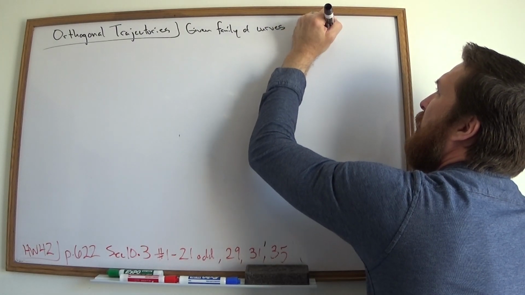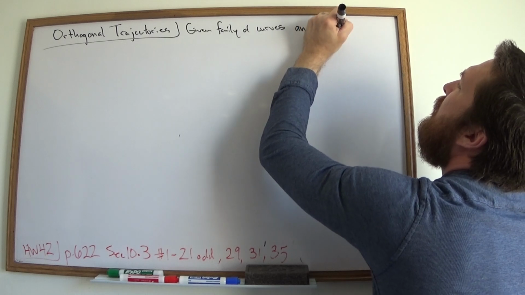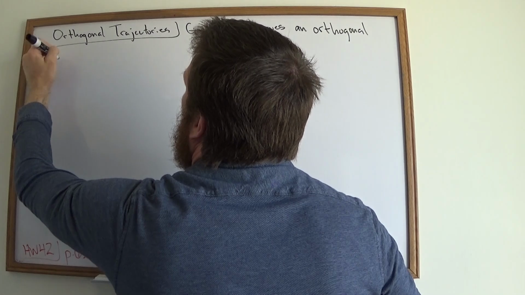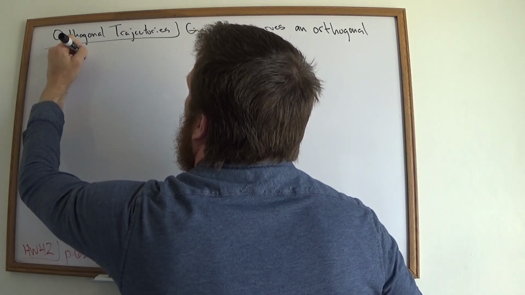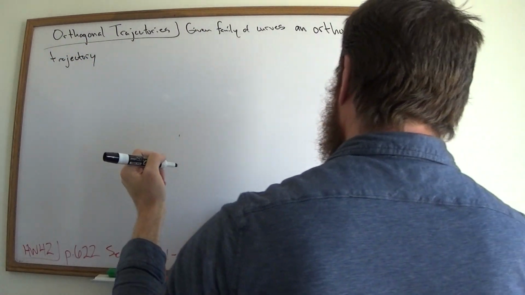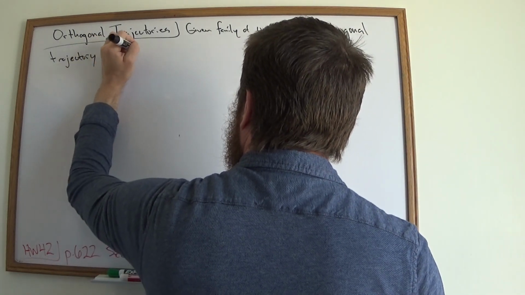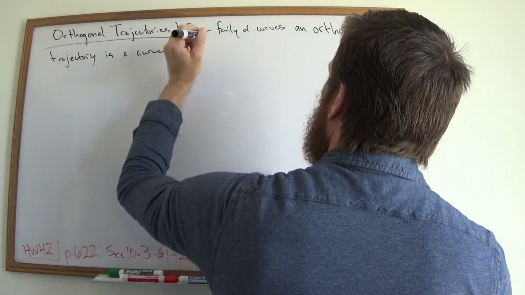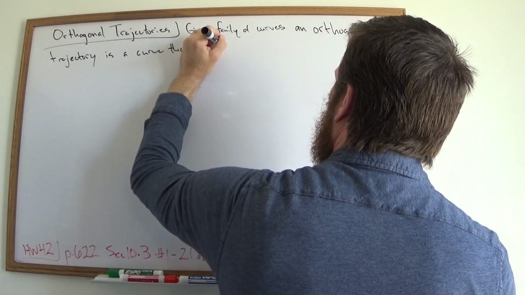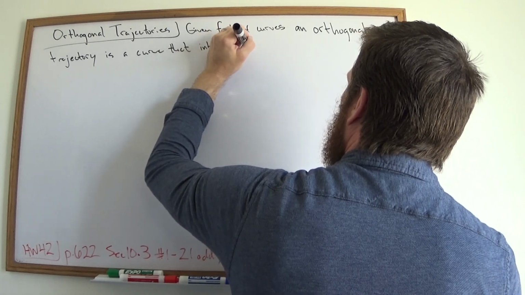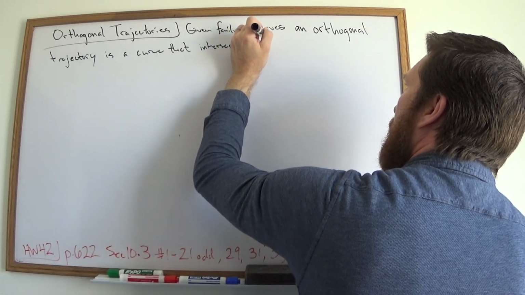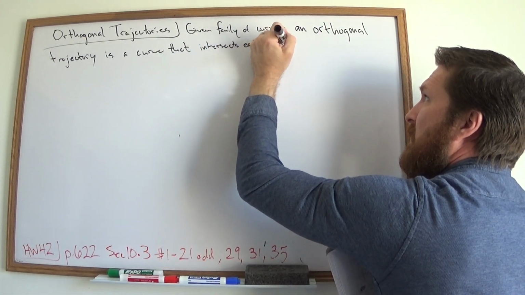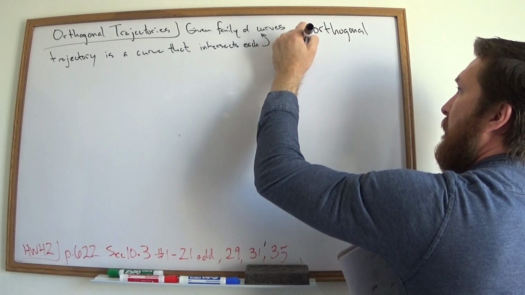an orthogonal trajectory is a curve that intersects each of the original given ones at a right angle.